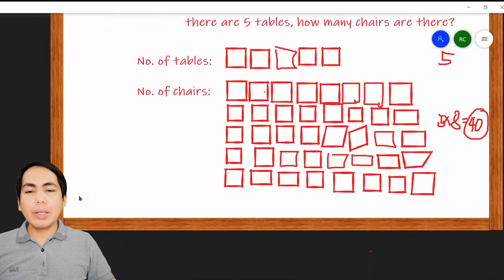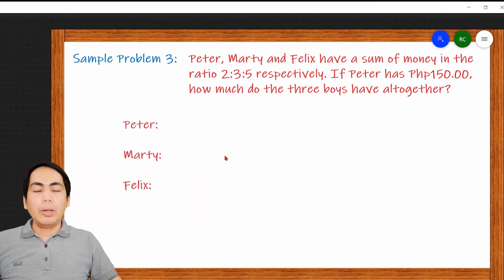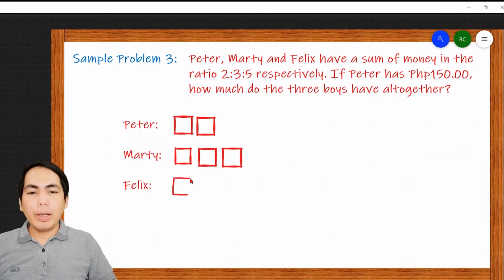So let us have sample problem number 3. Peter, Marty, and Felix have a sum of money in the ratio 2:3:5 respectively. If Peter has 150 pesos, how much do the 3 boys have altogether? First is for us to represent the ratio of the amount of money for the 3 boys. So Peter has 2 boxes, while Marty has 3 boxes, and Felix has 5 boxes.